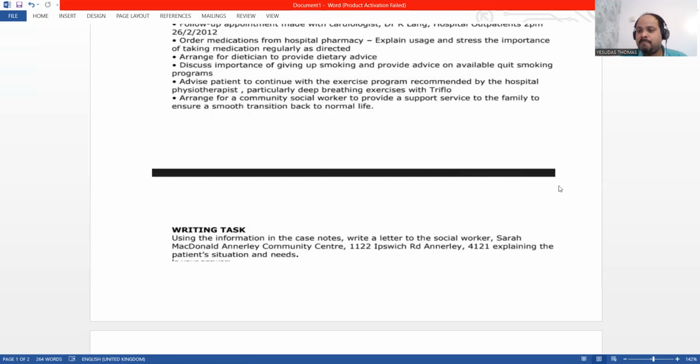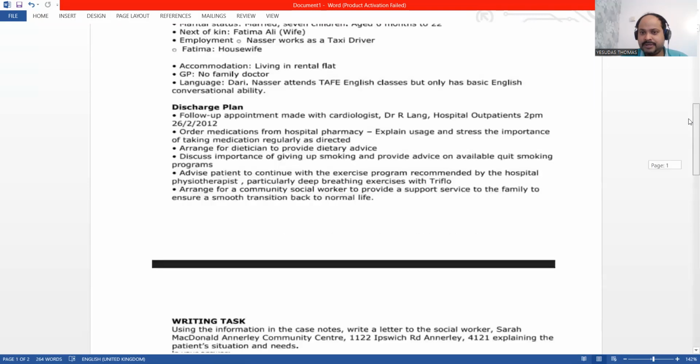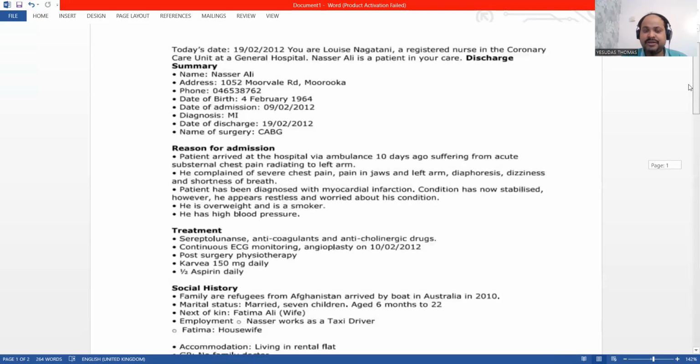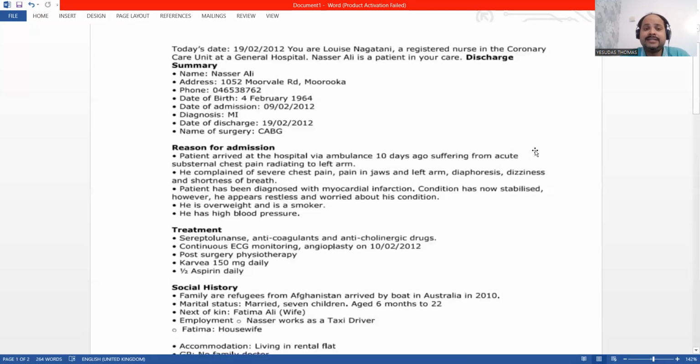So let us go back to the question and see what is the condition of the patient. What's the picture of the patient here? It's today's date, 19 February 2012, and you are Lucy Nagatani, a registered nurse in the coronary care unit at a general hospital. Nasser Ali is a patient in your care. Now, you got the background information here.